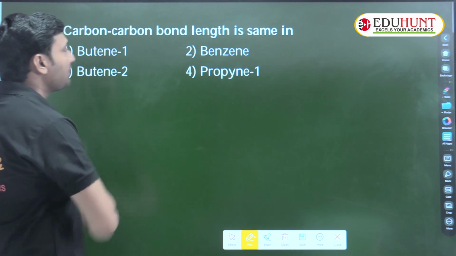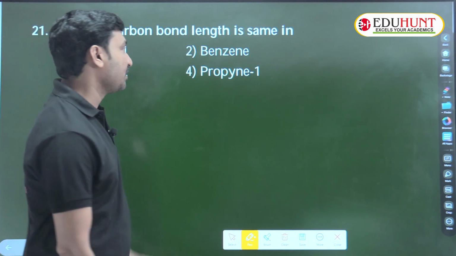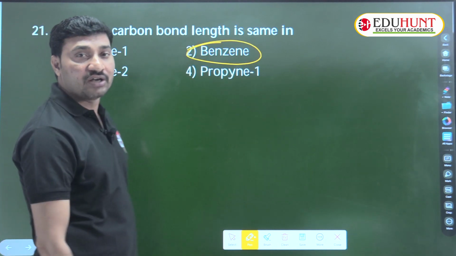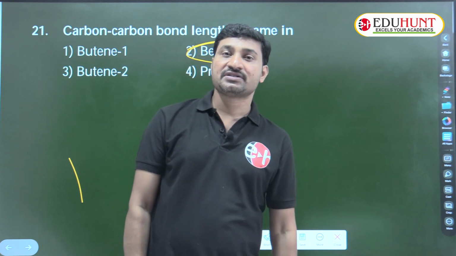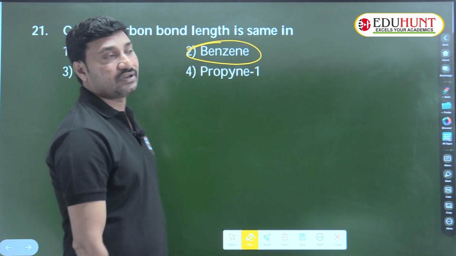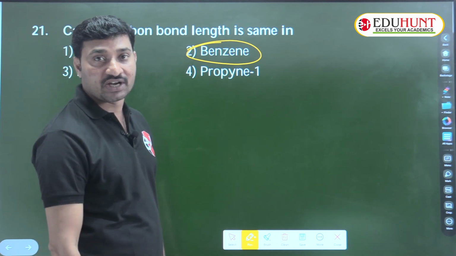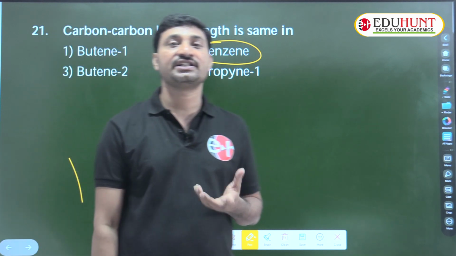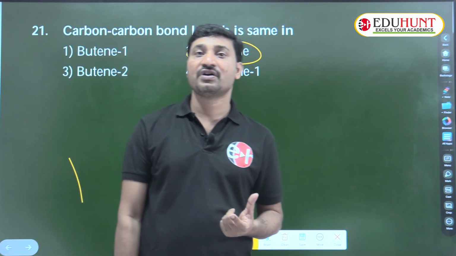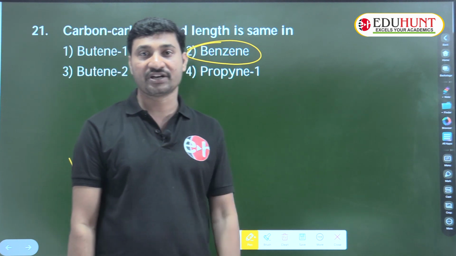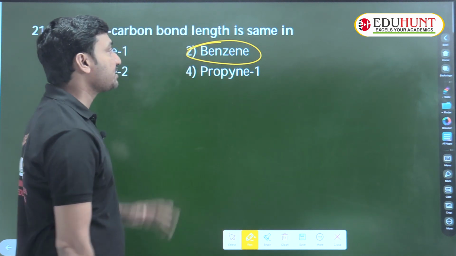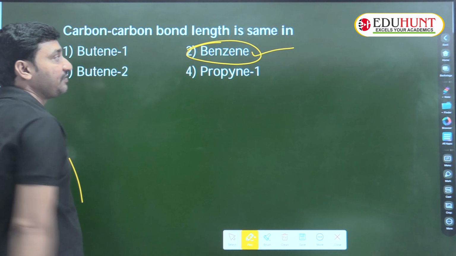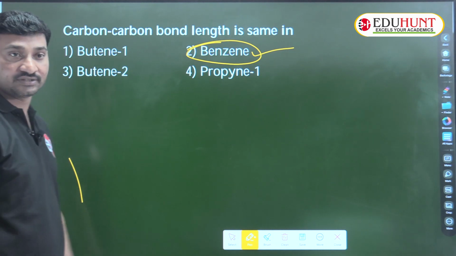Okay. Carbon-carbon bond length is the same in which? Already we discussed this type of question. Benzene. In benzene, all C-C bond lengths are the same. Why are all C-C bond lengths the same? Already we discussed, benzene exists in two resonating structures. Each carbon bond has partial double bond character. That's why all bond lengths are the same. Then the right answer is benzene. Already we discussed the same type of question in the previous questions, right?